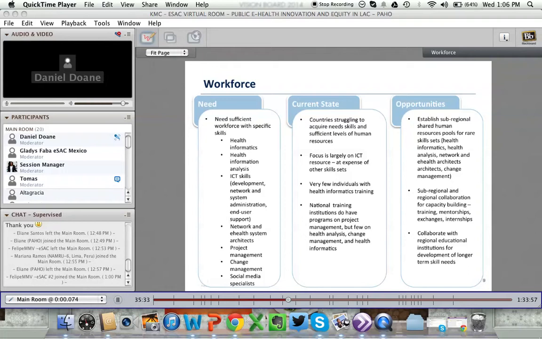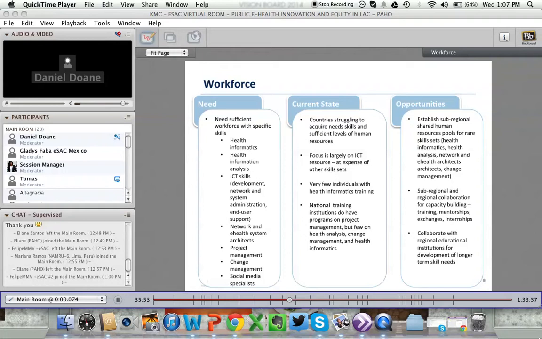And we are seeing some of that development at national and sub-regional educational institutions. Certainly, project management has become much stronger over the past 5 to 10 years, but we don't see a lot of the other programs being a part of the standard curriculum in many areas.